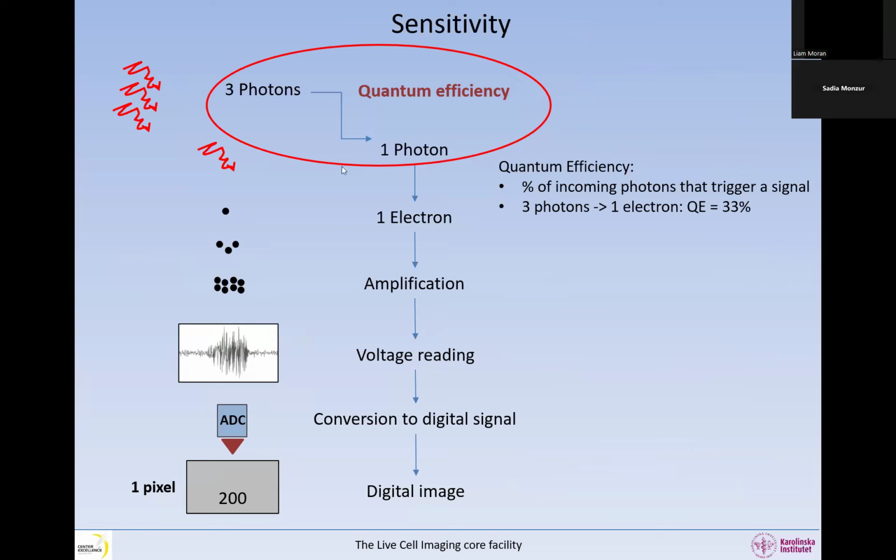So the sensitivity is how many incoming photons the sensor will actually detect. And then there is a cascade of creating the electron, amplification and digitalization. This is called the quantum efficiency of the sensor. So it is the percentage of incoming photons that trigger a signal. So in here, we would have a quantum efficiency of 33%. So only a third of the photons are detected. That's it, 33%. It's also often abbreviated as QE, quantum efficiency.